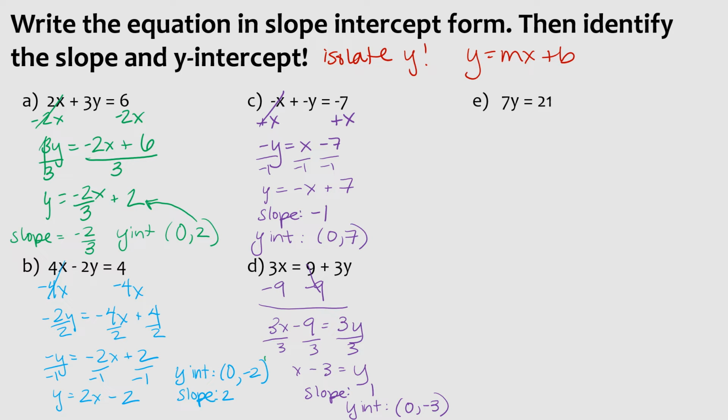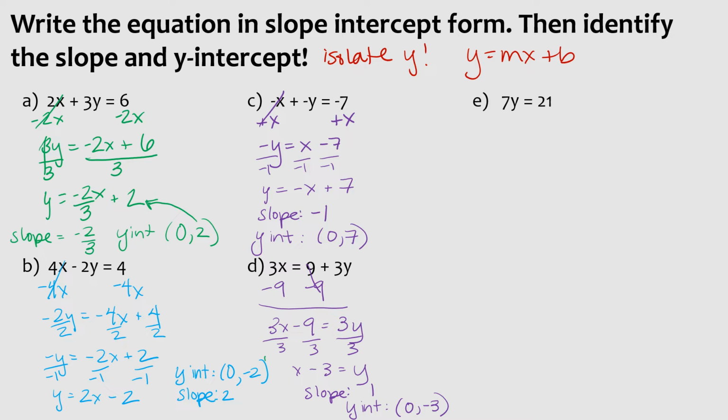So then for D, I'm going to keep the 3y on that side. So I'm just going to subtract 9 from both sides. And I get 3x minus 9 equals 3y. So that's pretty much the same as this equation up here. And so then I divided everything by 3. And I got x minus 3 equals y. So again, there's an invisible 1 in front of the x. So my slope is 1 and my y-intercept is (0, negative 3).